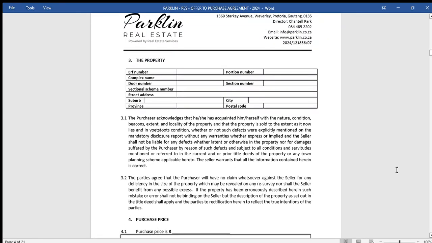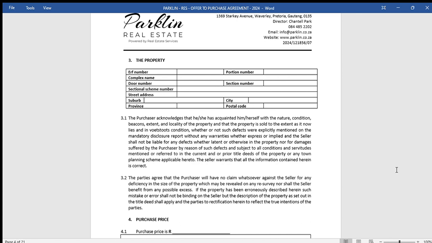So page 4, paragraph 3 refers to the specific property that is going to be sold. Every single detail of that property must be completed on this document as you found it maybe on Lightstone or CMA Info: the ERF number, the portion number, the complex name if it's in a complex, the door number in that specific complex, the section number, the sectional scheme number, the full street address, your suburb, your city, your province, and your postal code.